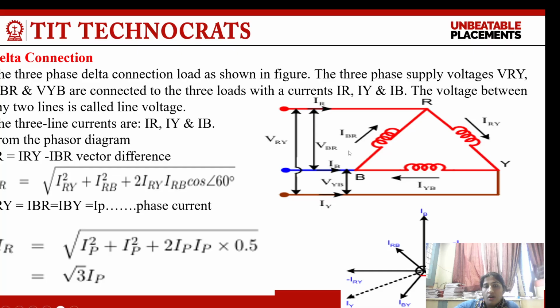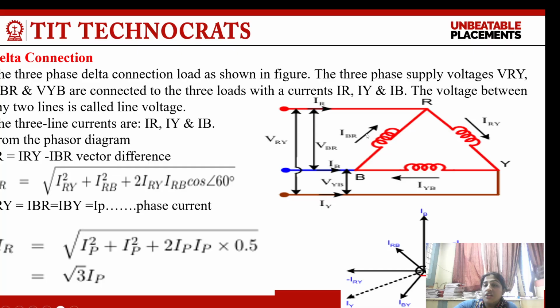Now, if you see, consider this as one branch, consider one branch R and Y. The voltage across this branch is Vr, and the voltage across this terminal is Vbr. That means we can say the phase voltage and the line voltage for a three-phase delta connection are the same. Now we need to find the relationship between the line current and the phase current. For that, we need to draw the phasor diagram.